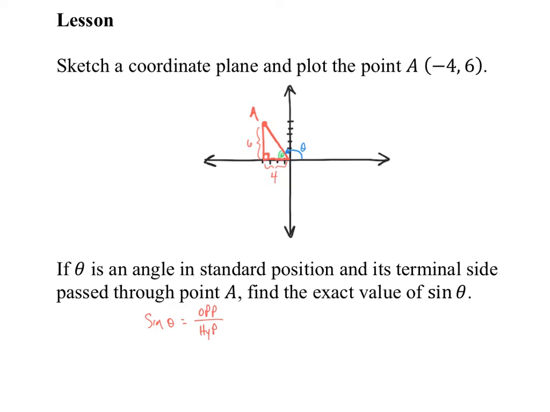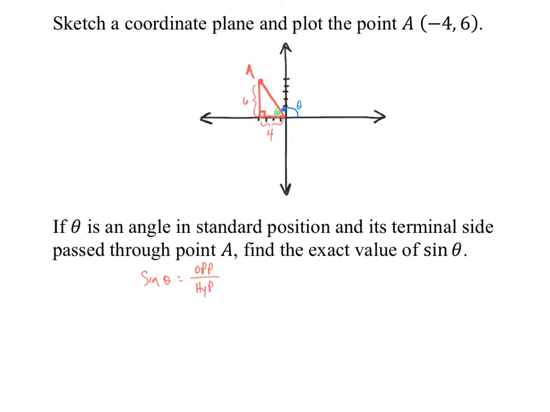And I'm fortunate that I do know one of those. I know that the opposite side is 6, but I don't know right now what the length of the hypotenuse is. So I'm going to have to do some work to figure that out. All right, so over here, I'll go ahead and do a squared plus b squared equals c squared. I know that I've got a 4 squared and a 6 squared. Got to know what the hypotenuse is. 16 plus 36 equals c squared.